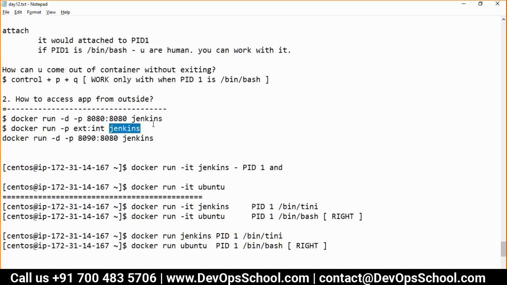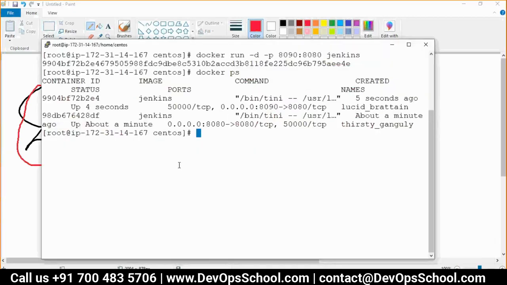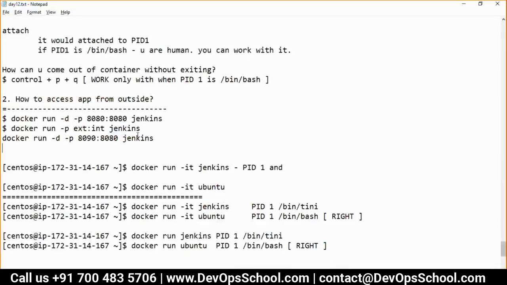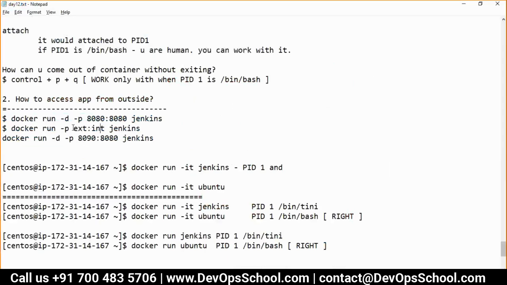Here, see, my Jenkins is running. This container is running with the Jenkins 8080 port. How can you be sure about it? Let me show you. No, his question is different. In the command, you are giving two ports, 8080, 8090, 8080. That's what your question is, right, Deepak? No, it was not me who asked the question.